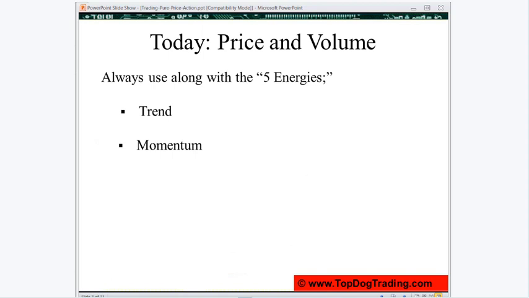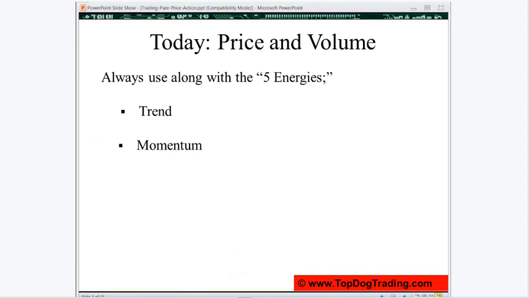Number 2 is momentum. Lots of people know about trend, direction, but not as many people are familiar with momentum. This energy is very important because this tells us how strong the trend is.